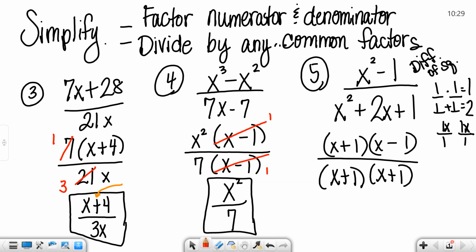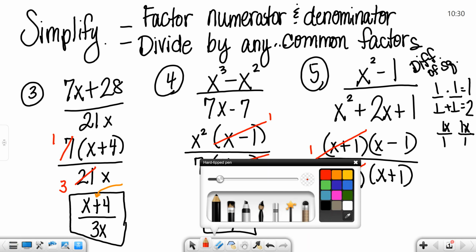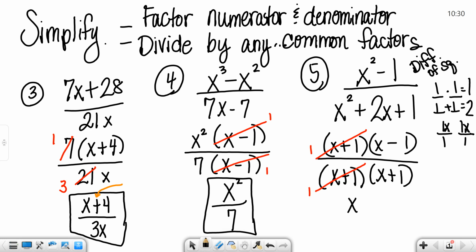All right. So in my numerator, I have x plus 1 times x minus 1. My denominator, I have x plus 1 times x plus 1. So I can divide out common factors. Well, here's an x plus 1 divided by an x plus 1. You can't just mark all of them out. We can only divide by common factors. So my solution here is x minus 1 in the numerator and x plus 1 in my denominator.